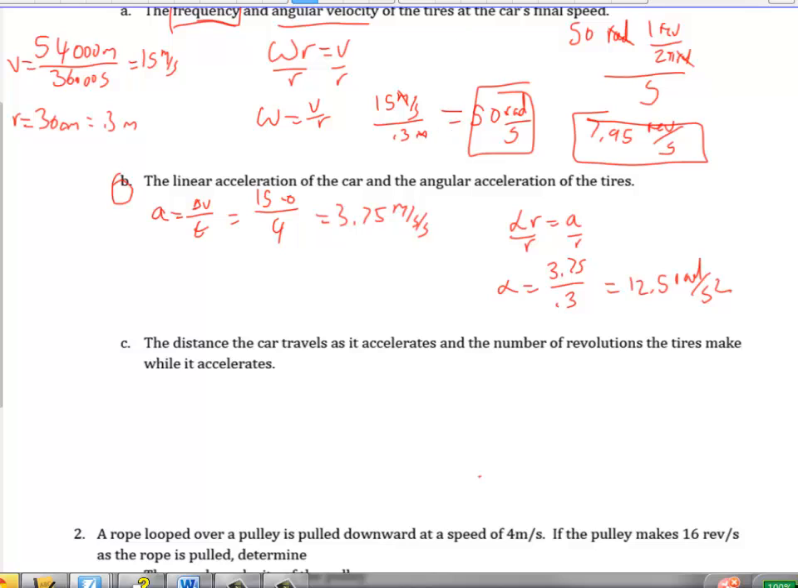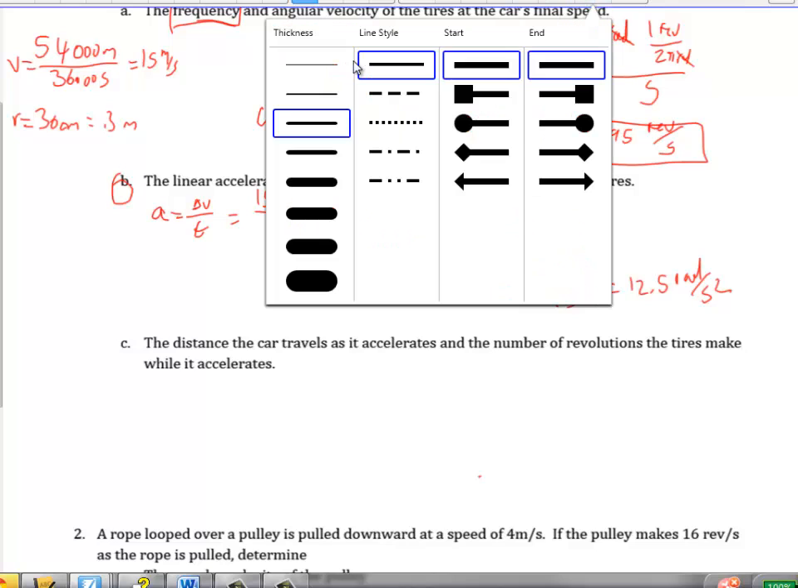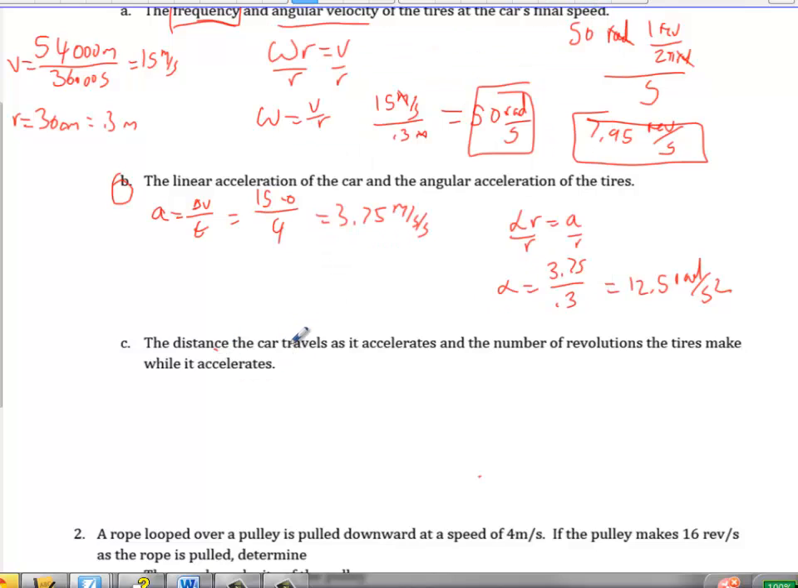C down here says, let's go ahead and solve for the distance the car travels as it accelerates and the number of revolutions the tires make while it accelerates. These two things are related. We want a change in position, and we also want the number of revolutions, and we'll come back to that.